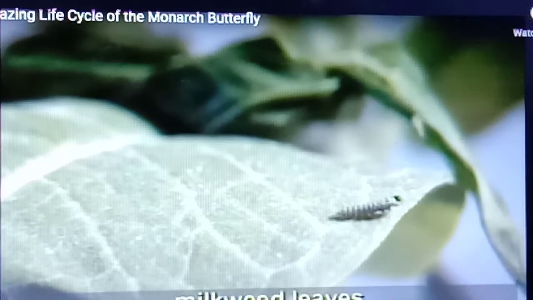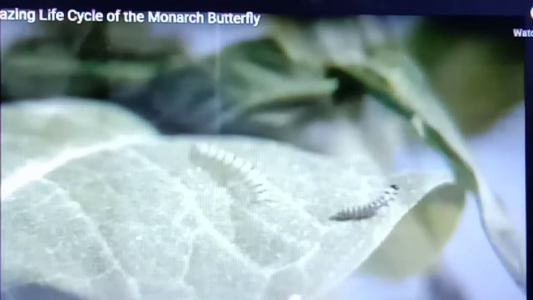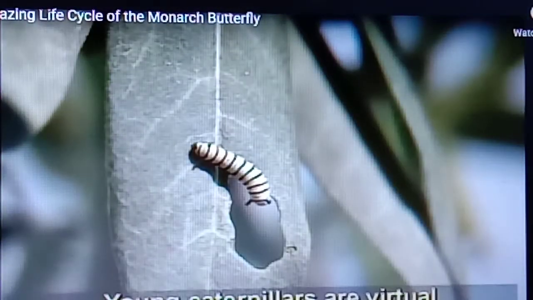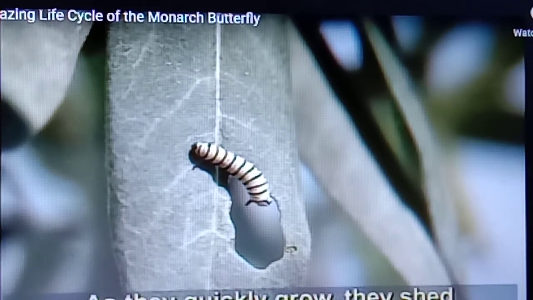When the caterpillar comes out of the egg, it is very hungry. So what does it do? It begins to nibble and eat the leaf on which it emerged from the egg. Nibble means to eat or chew in small bites. Little by little, it eats the whole leaf.